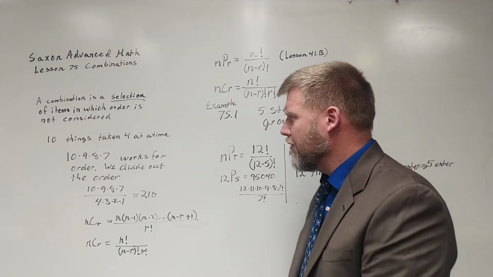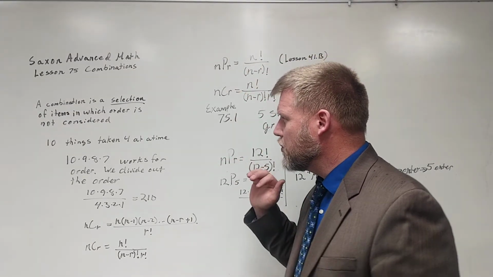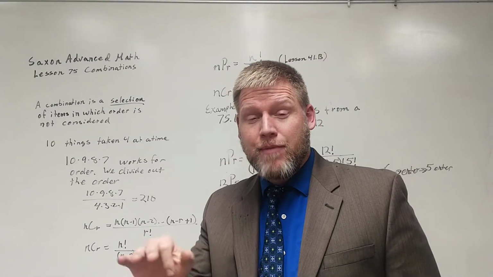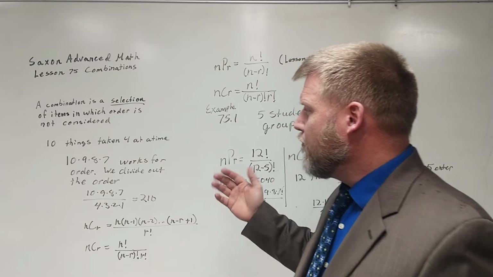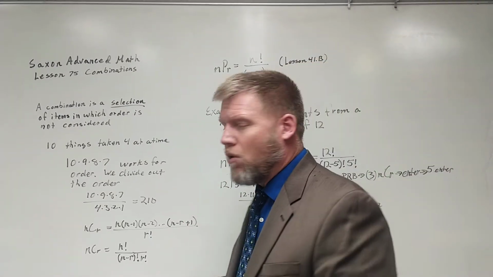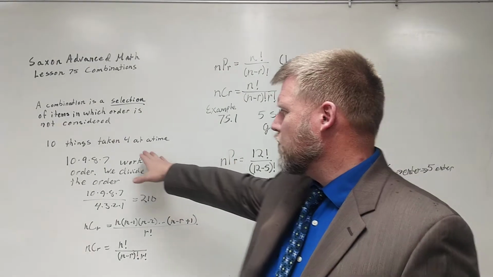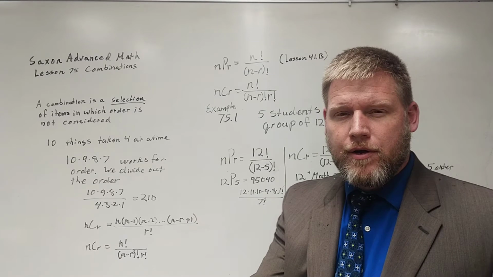Let's see if we can give you a good definition here. A combination is a selection of items in which the order is not considered. So the order of them doesn't matter. It only matters how many I'm taking at a time. For instance, 10 things taken 4 at a time. In a combination, we don't care which one is picked first, second, third, or fourth. We only care that they are in that group.